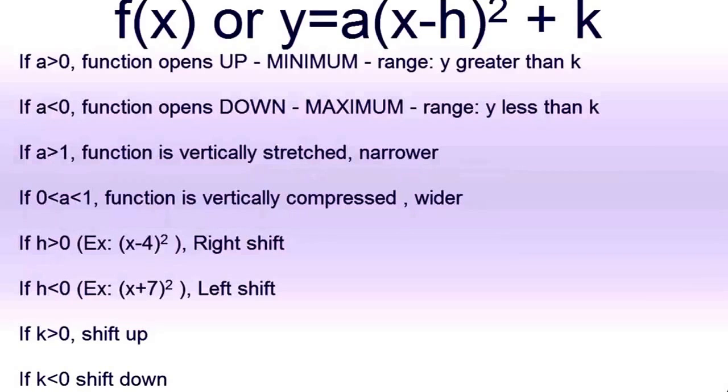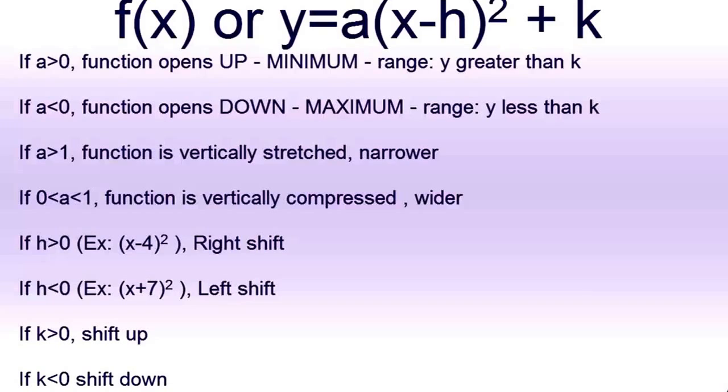Let's take a quick look at all the transformations for the vertex form of the function. If a is positive, we learned the function opens up and has a minimum value, which means that in terms of the range, all the y values are greater than k. If a is less than 0, the function opens down, which means the function has a maximum value and all the y's are less than k.